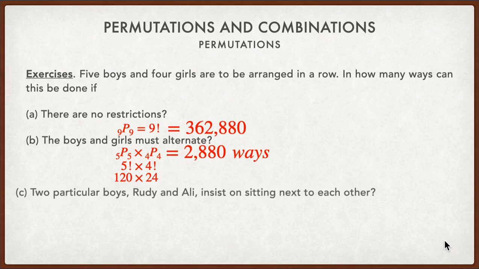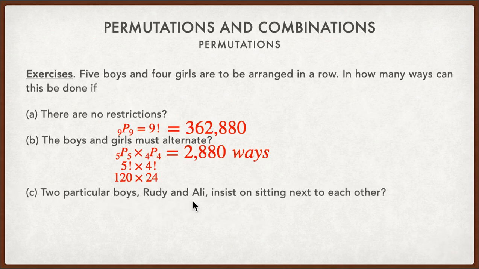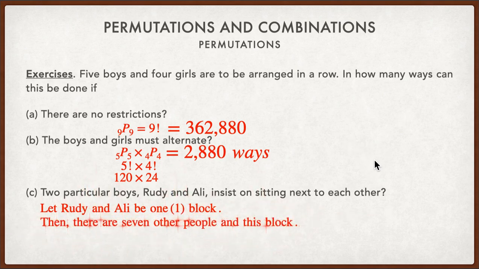Okay, so letter C, let's have this. Two particular boys, Rudy and Ali, insist on sitting next to each other. Rudy and Ali are best friends, so they do not want to be away from each other. So they are sitting beside each other. We're going to take Rudy and Ali to be one block. Instead of two boys, we're going to treat them as one boy. So there are 4 other boys, then 4 girls, and then one block.